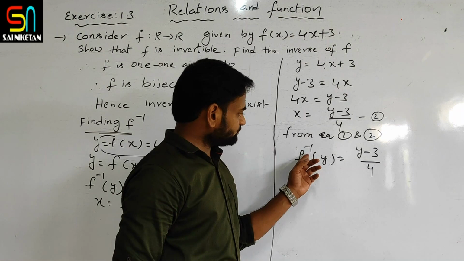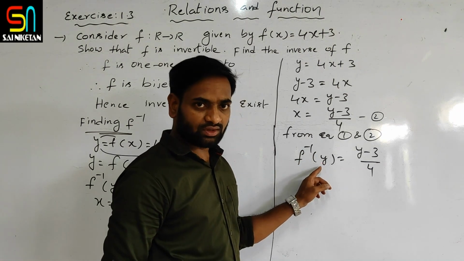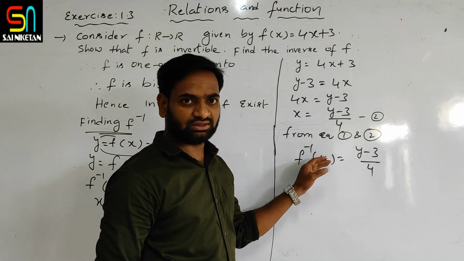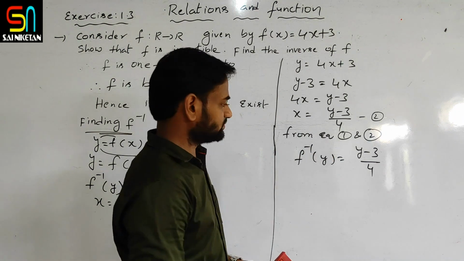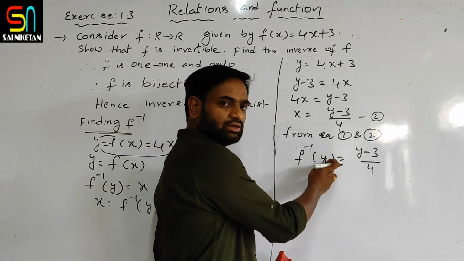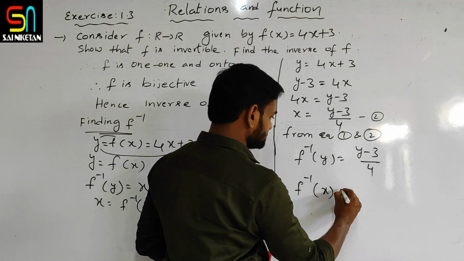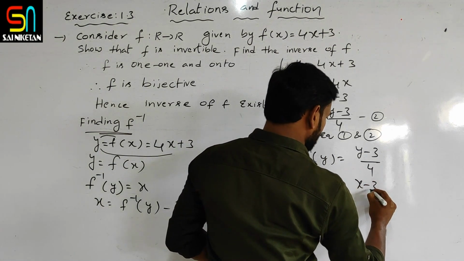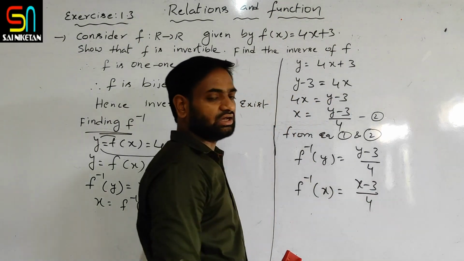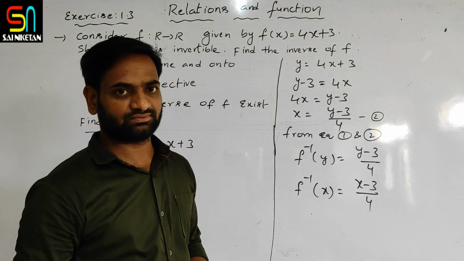Now this f inverse is in terms of y. Finally we have to convert it in terms of x. That means just in place of y, write down x. That is, f inverse of x is equal to (x minus 3) by 4. This is the f inverse. Okay.